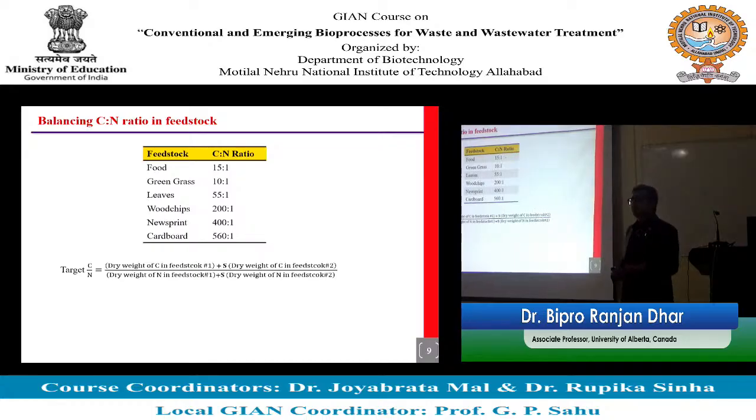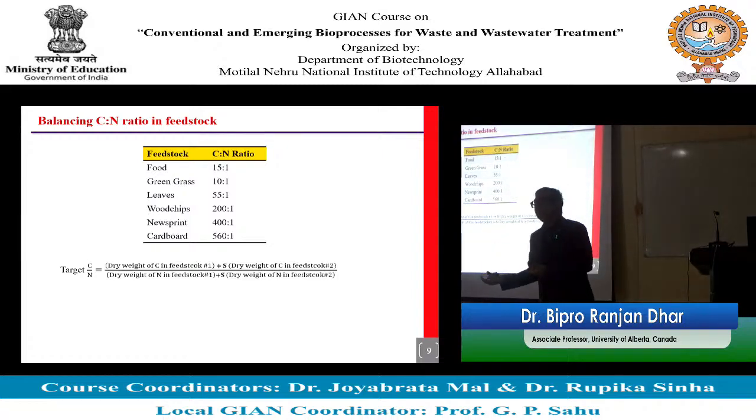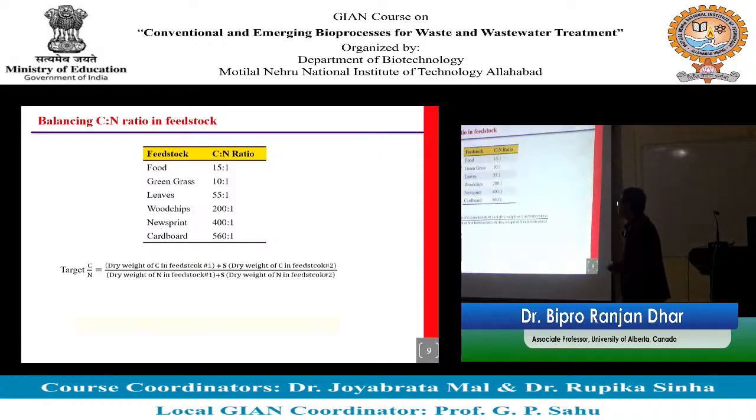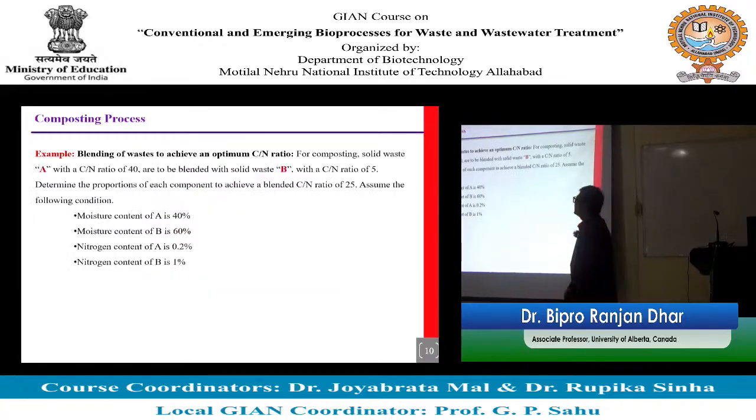And why dry weight? Because our organic waste contains a significant amount of moisture, so that's why we consider dry weight. And in this equation, S is the mixing ratio, the amount of secondary feedstock needed per kilogram of primary feedstock. So that's the equation. Let's see an example.